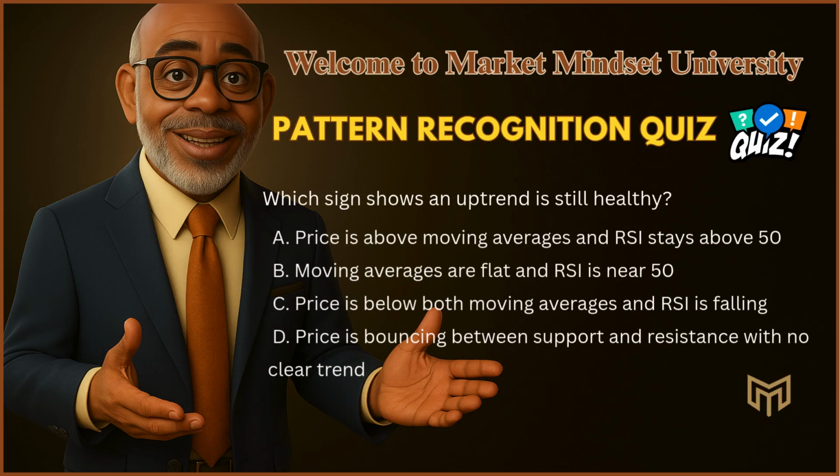Last but not least, here's question 10. Which sign shows that an uptrend is still healthy? Is it A, price is above moving averages and RSI stays above 50? B, moving averages are flat and RSI is near 50? C, price is below both moving averages and RSI is falling? Or D, price is bouncing between support and resistance with no clear trend? Think about which setup reflects sustained bullish momentum. You have 10 seconds to lock in your answer.